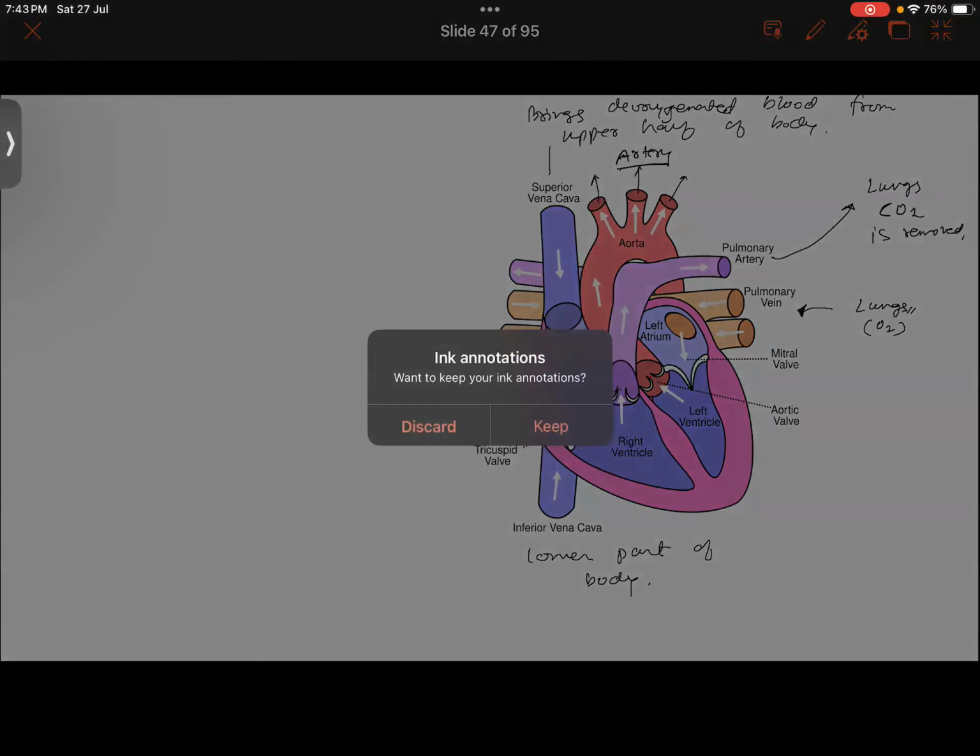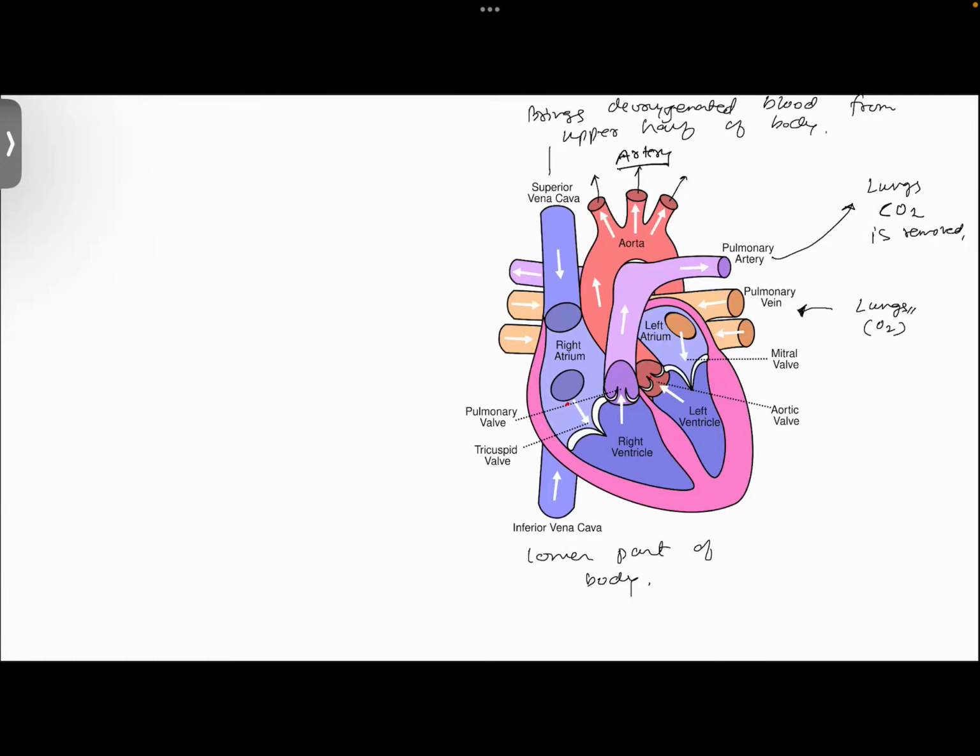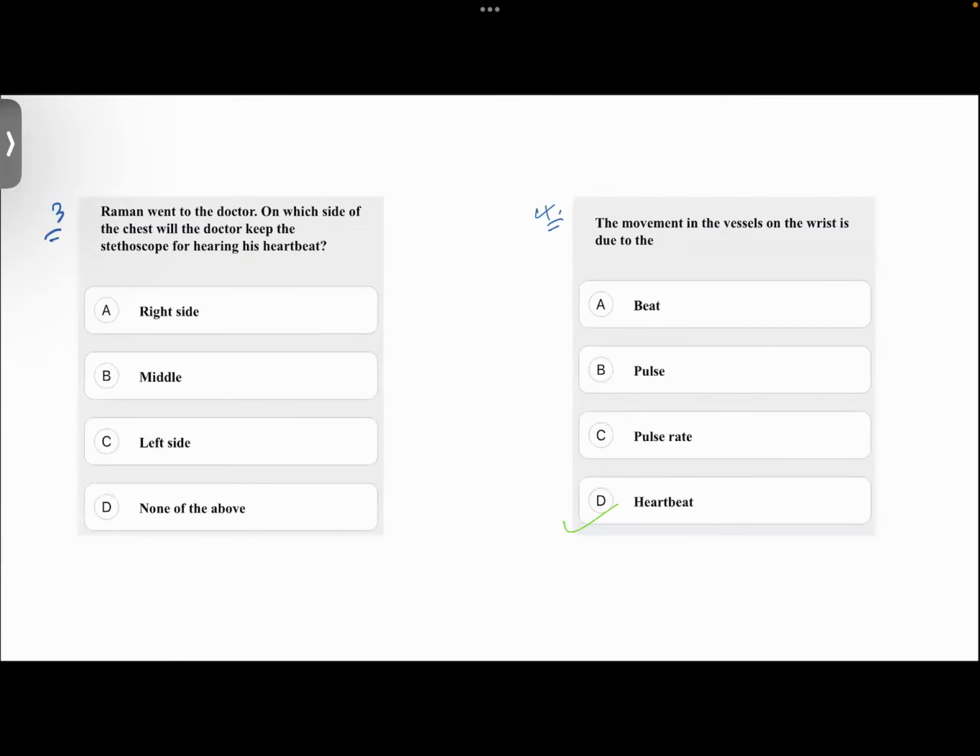Okay. So it would be the upper half, bringing the deoxygenated blood from the upper half of the body. Very good. All right. So let us continue to the next topic.